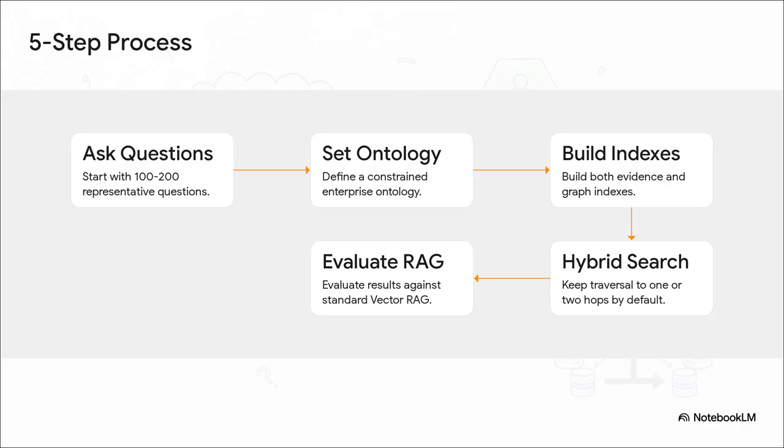Okay, so to avoid those exact pitfalls, the source provides a really deliberate 5-step blueprint for implementation. Step 1 is absolutely vital. Start with questions. You need to create 100 to 200 representative questions and classify them. Are they direct fact lookups or multi-hop reasoning? Doing this will tell you if you even need GraphRAG to begin with. Then you define your constrained ontology, build your evidence and graph indexes, use hybrid retrieval to keep things tight, and constantly evaluate those results against standard vector RAG.